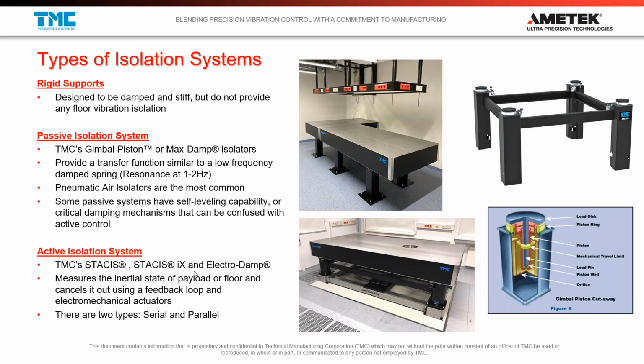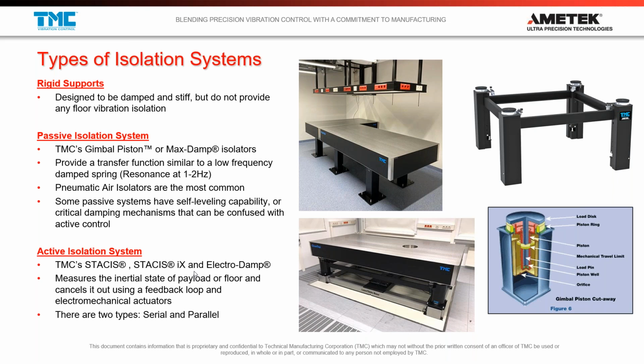When we talk about types of isolation systems, these are the supports underneath the table, and we group them into 3 types. We group them into rigid supports, which have no isolator at all. They're designed to be a stiff and damped, usually steel support. And what we're shooting for is a transfer function roughly 1-to-1 of what's coming from the floor and what's going to be seen on the table. They really don't provide any isolation. And they are going to have some of their own resonant frequencies, which can be measured and seen.